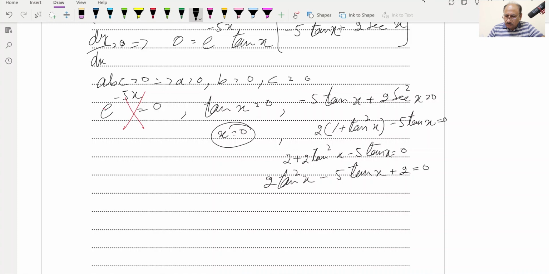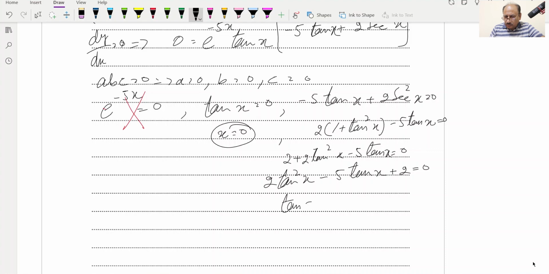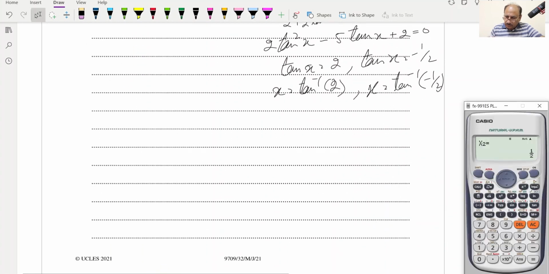This will be a quadratic equation in terms of tan x, and we can find the factors, these roots, so 2 and minus 5 and 2, and this will be equal to 2 and 1 by 2. So tan x is equal to 2 and tan x is equal to 1 by 2. So these will be the two values. So x will be equal to tan inverse of 2 and x is equal to tan inverse of 1 by 2. So we can find this one.